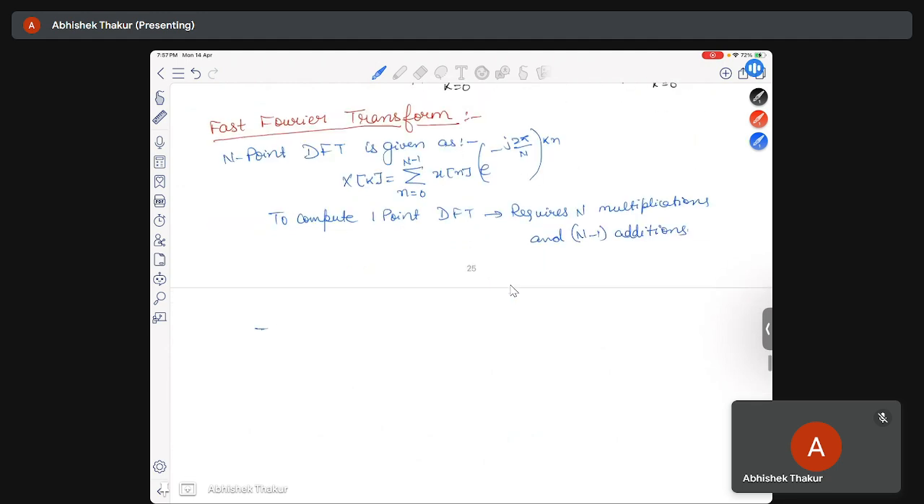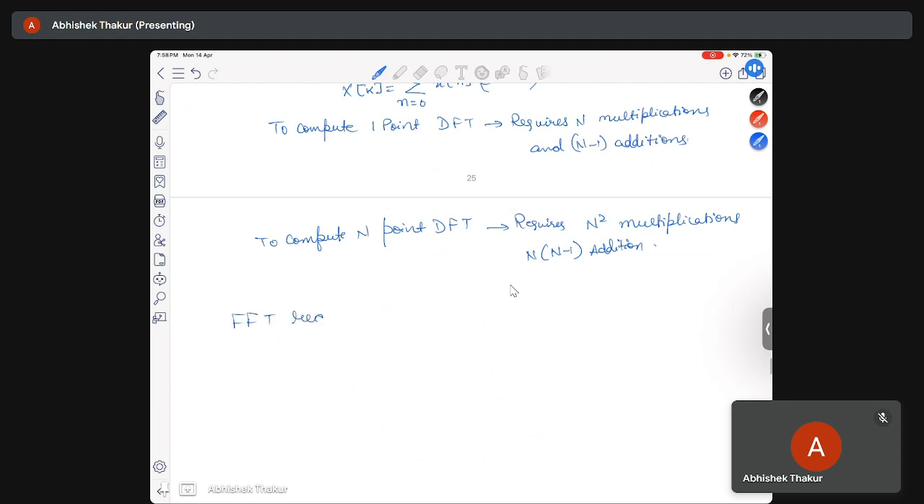So to compute the N-point DFT, how much does it require? N squared multiplications and N into N minus 1 additions. Okay. So the computation has increased. So they have the fast Fourier transform.